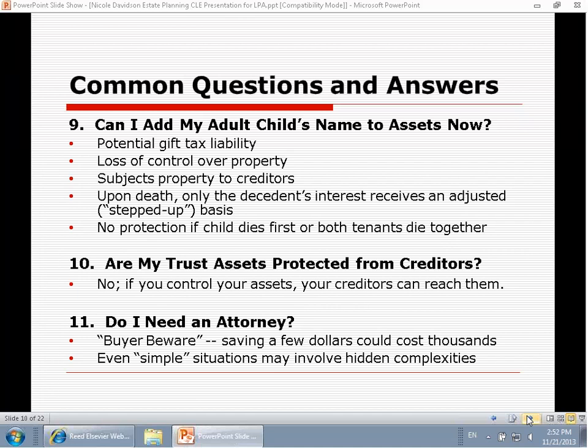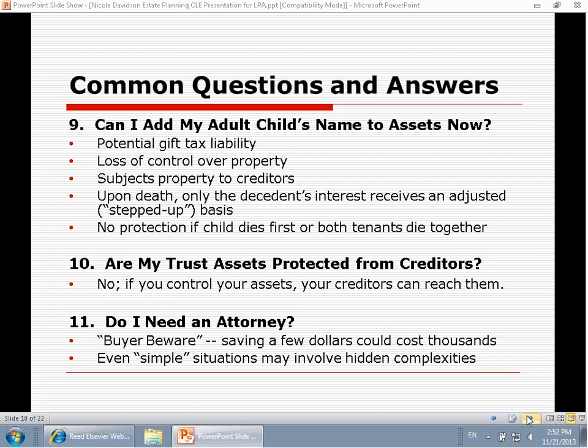The second problem of giving away property now is the loss of control of that property. If you put the child's name on the property, it's not just yours anymore. It belongs to the child, too. There can be situations that come up where the person that originally owned the property wants to sell it or refinance it, and now they need to go get the consent of the adult child.